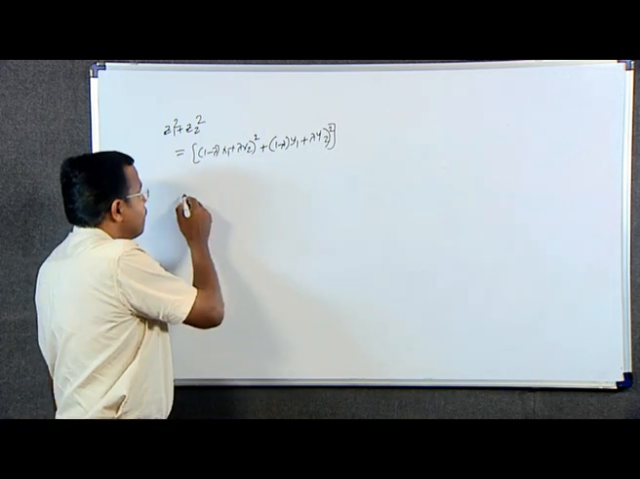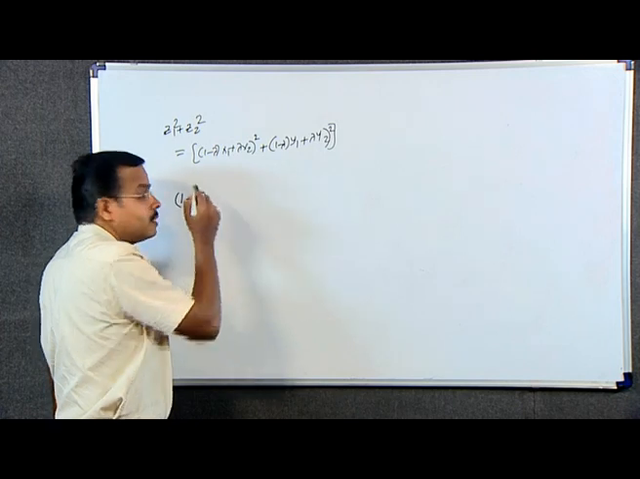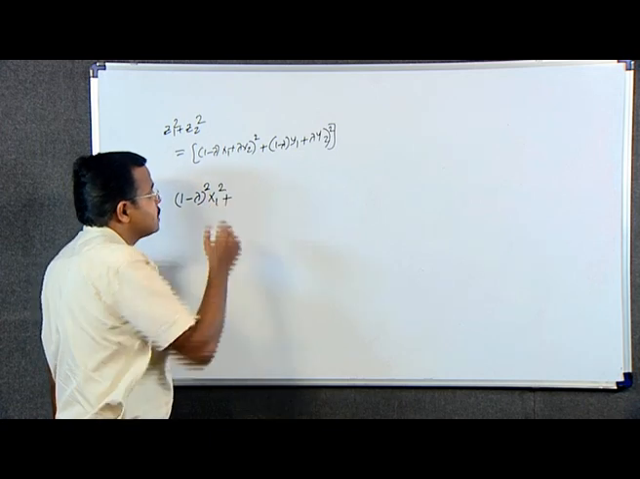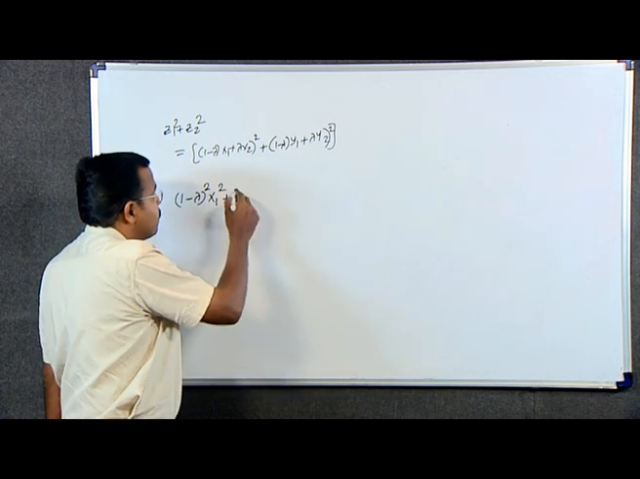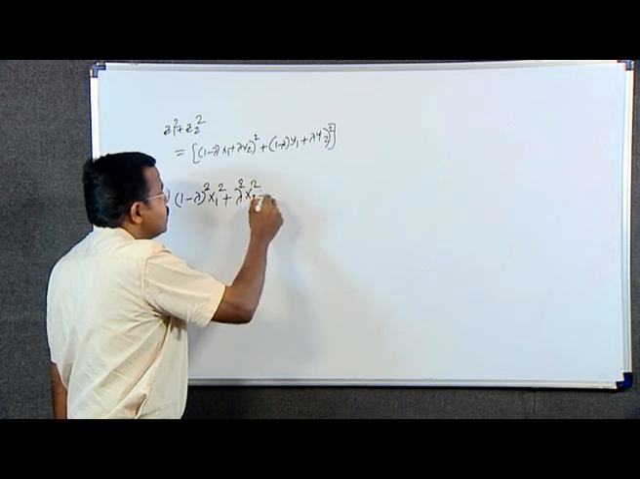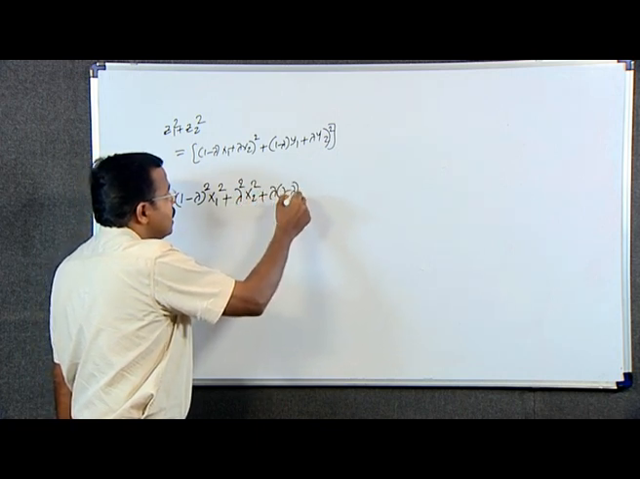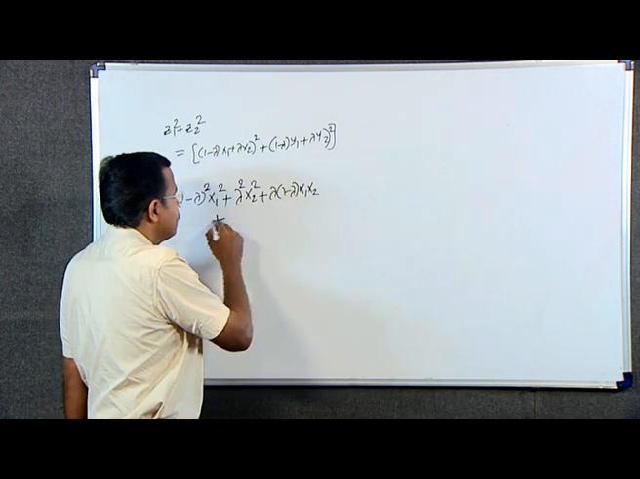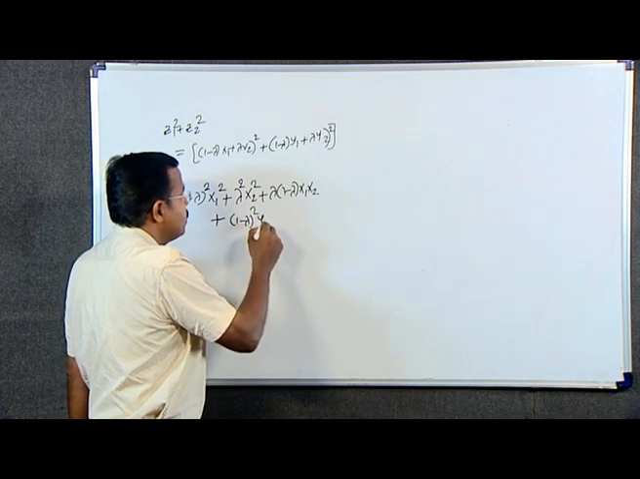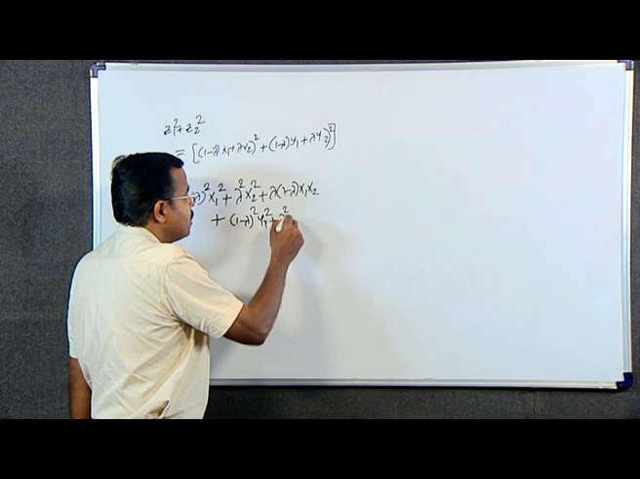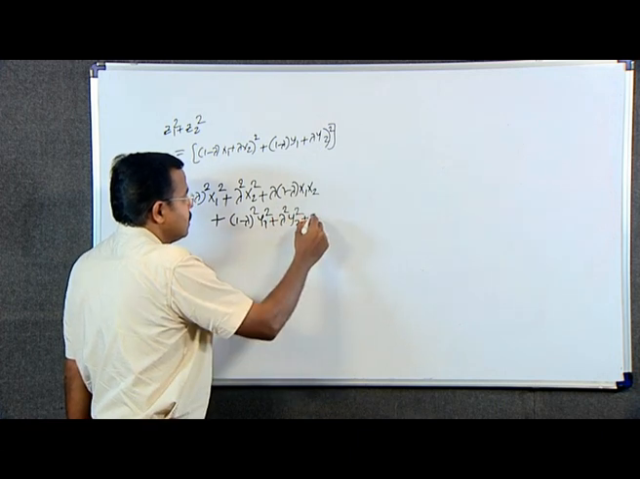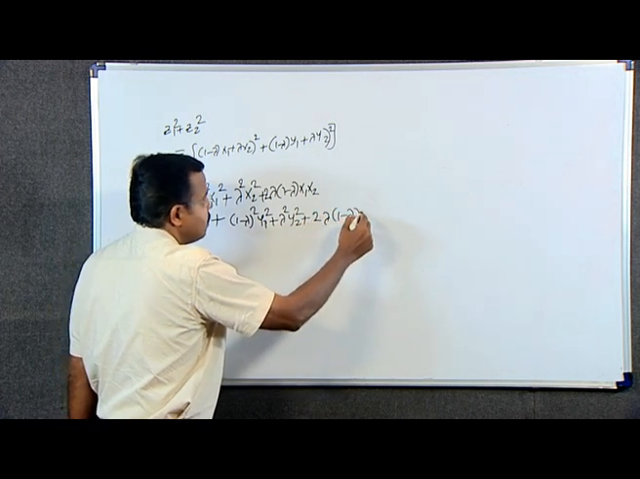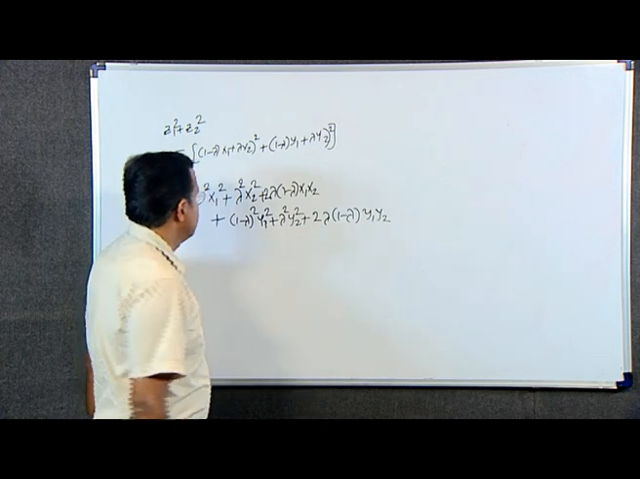Now, here 1 minus lambda the whole square into x1 square plus lambda square into x2 square plus lambda into 1 minus lambda into x1 into x2, then plus 1 minus lambda the whole square into y1 square plus lambda square into y2 square plus, sorry, 2 lambda, here also 2 lambda into 1 minus lambda into y1 y2.